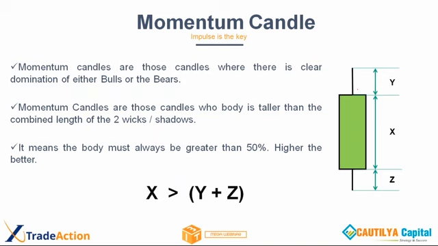Second, momentum candles are those candles where the body of the candle is taller than both the wicks combined. Please understand this. The body of the candle should always be greater than the sum of the length of the two shadows, or the two wicks, or the two tails, as the case may be. Which means X, which is the body, is greater than the length of Y and Z, which are the shadows. What does it mean? It should be greater than 50%, no? So the body should always be greater than 50%, and the higher the body the better. Higher the body, higher the momentum, higher the strength.